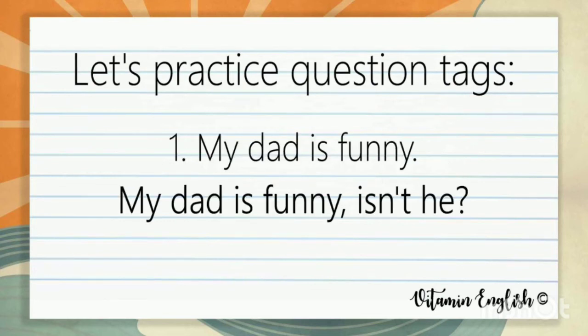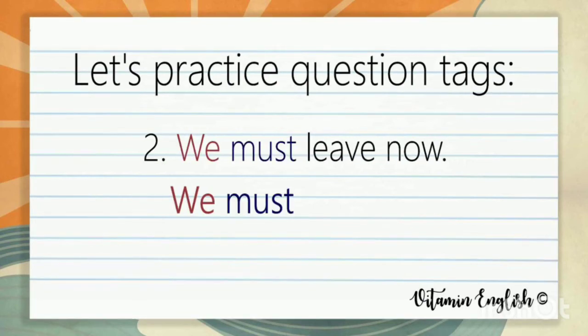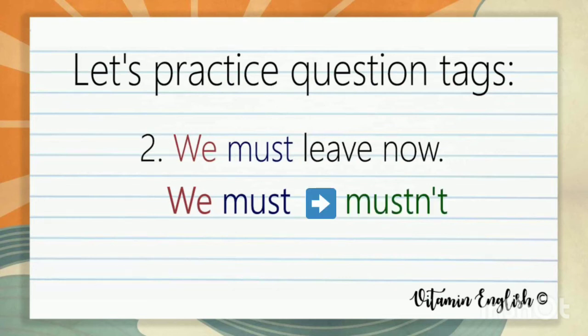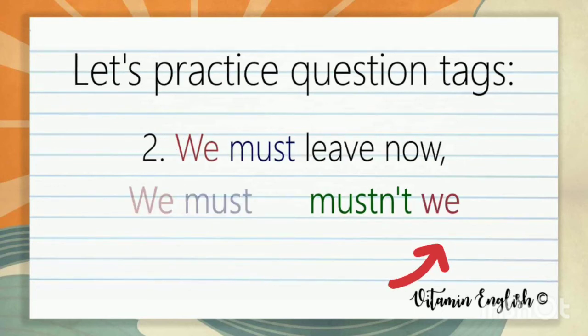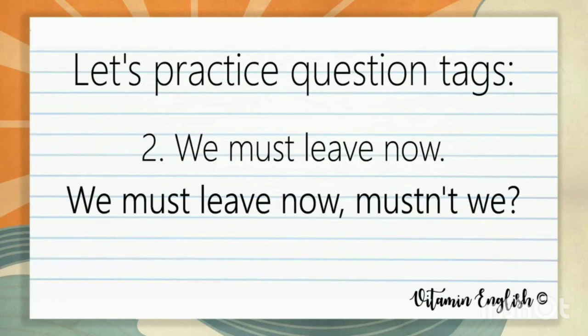For our second example, the statement is, we must leave now. Step 1 is the subject, which is we, and the verb is must. We make must into a negative, and it becomes mustn't. Then swap the subject and the verb so that it's mustn't we. Then bring it all together. We must leave now, mustn't we? This is getting easier, isn't it? I'll let you do a few more by yourself.